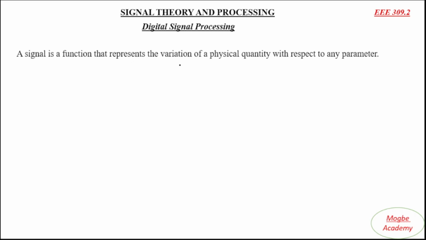There are two things we need to note down from this definition. The first thing is variation, and we need to consider the parameters as well. Variation simply talks about change. So there must be a change before a signal will occur.